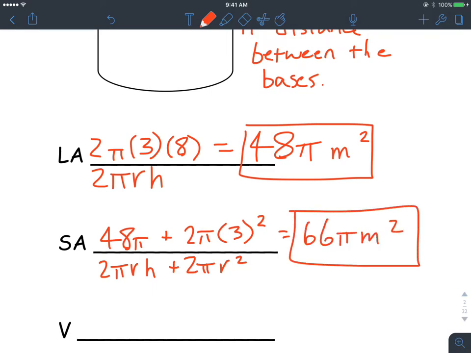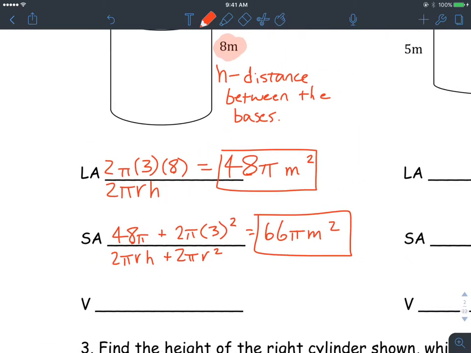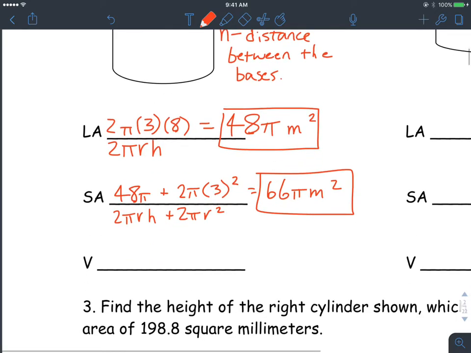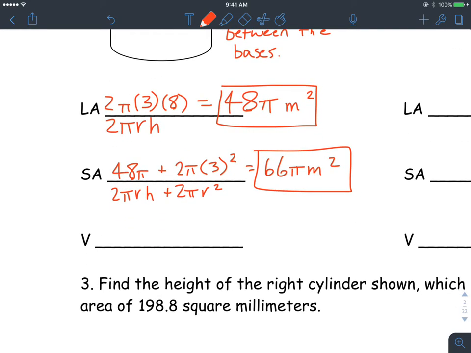So it's a lot of plugging into the formulas. You need to know your formulas, and then check with your teacher whether you're supposed to have the formulas memorized or if you will be given the formulas on the test.